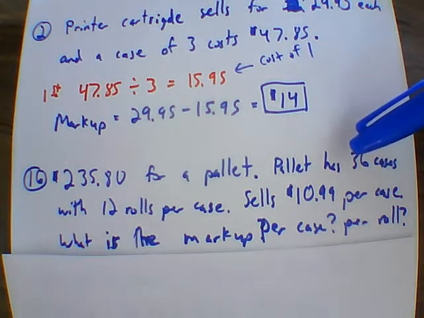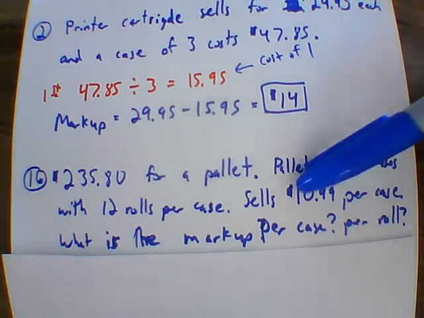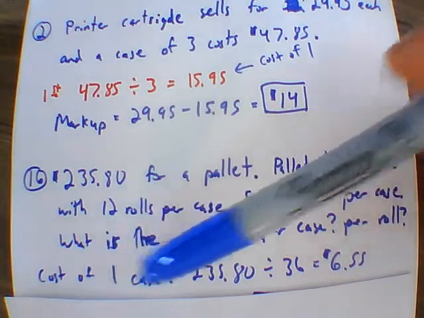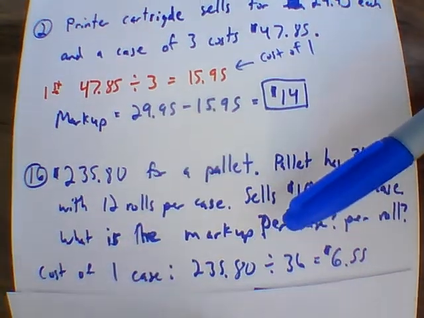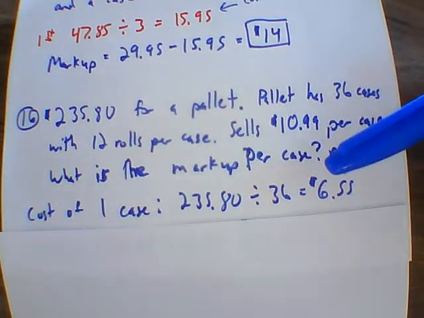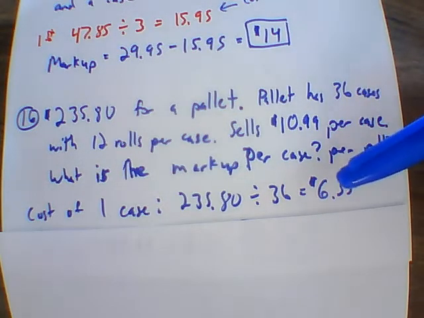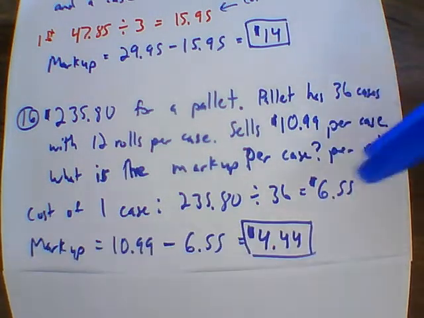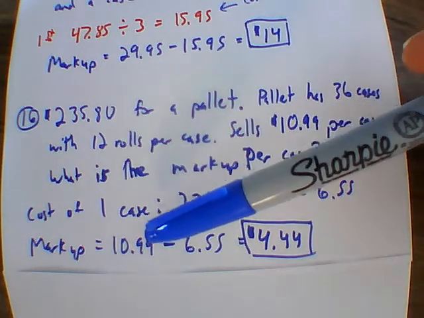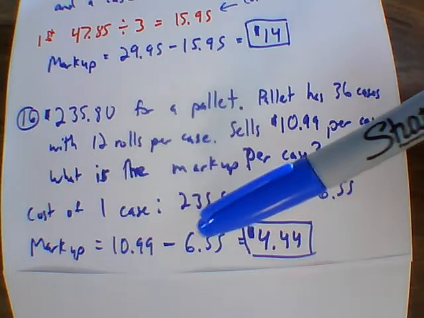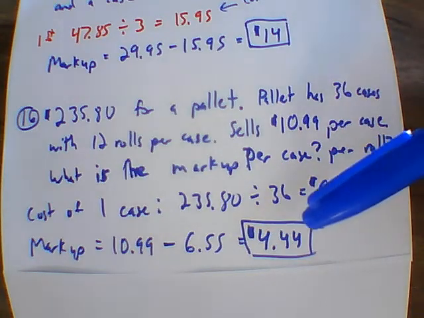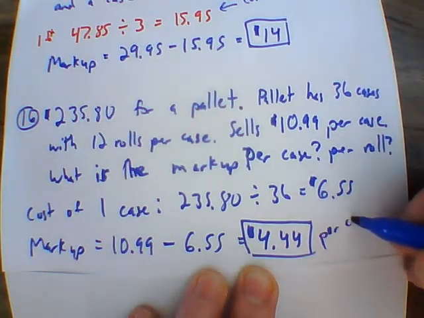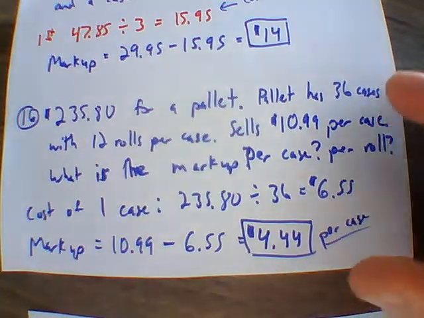We see that there are 36 cases on this pallet. The first thing we have to do is find the cost of 1 case. We take that $235.80 and divide by 36 to see that 1 case costs $6.55. Then we take what we're going to sell a case at, $10.99, minus $6.55, for $4.44. This is the markup per case.